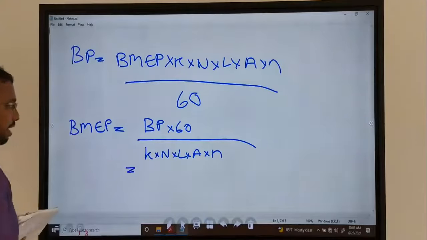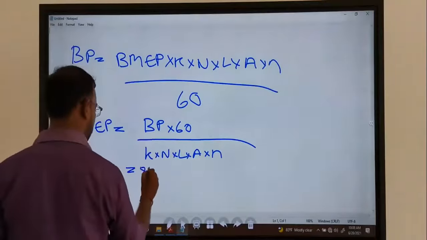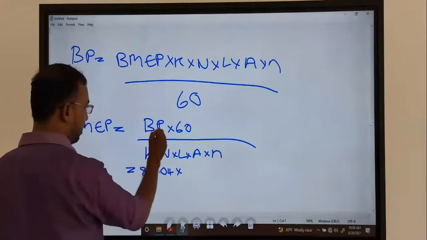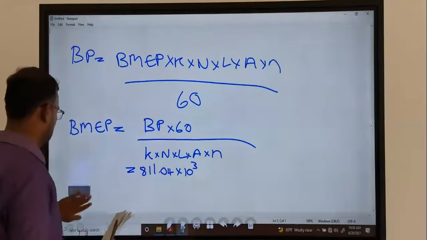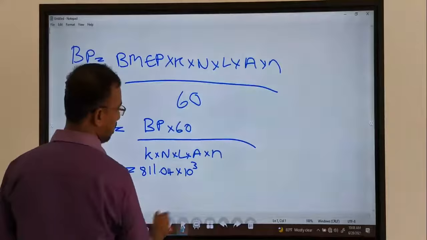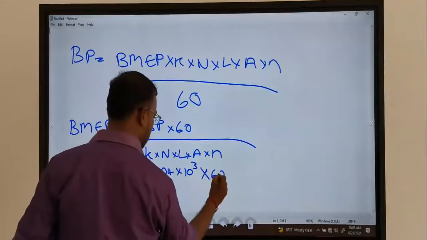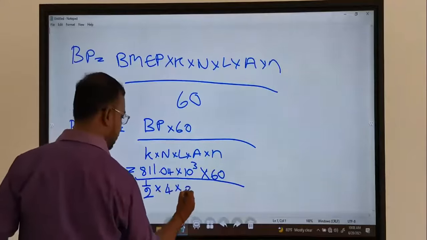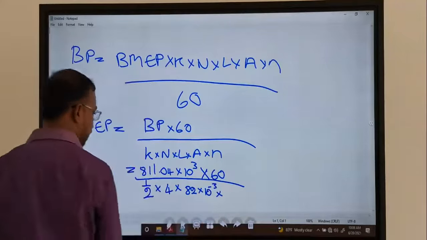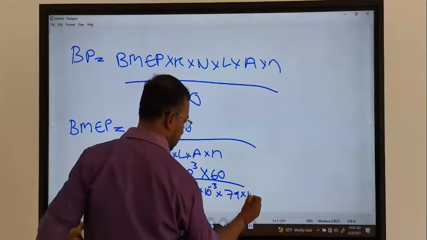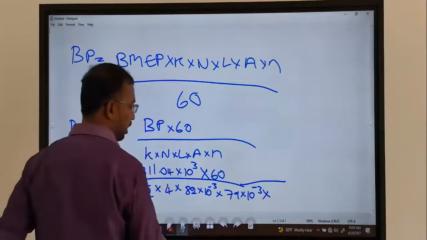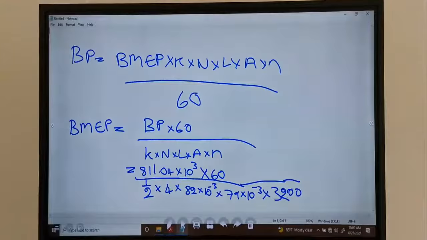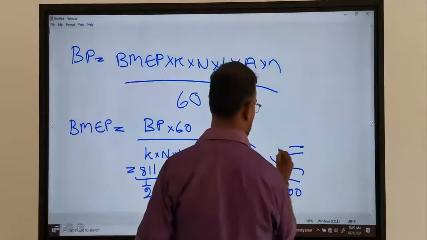Now we substitute these values. This is the brake power, 811.4, but here we used kilowatt, so I changed it to watt by multiplying by 10 cube, into 60, over K, L, A, with L and A converted to meters using 10 to the power minus 3, and N the engine crank RPM, 3000.